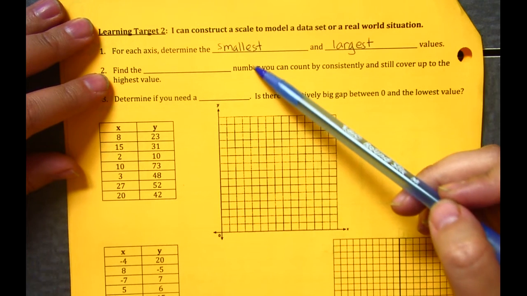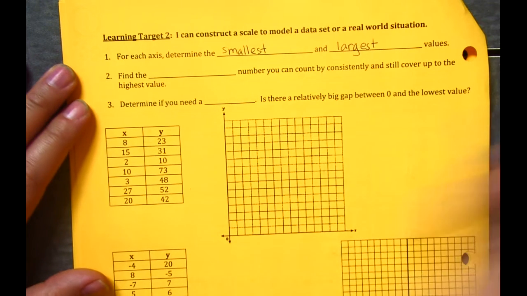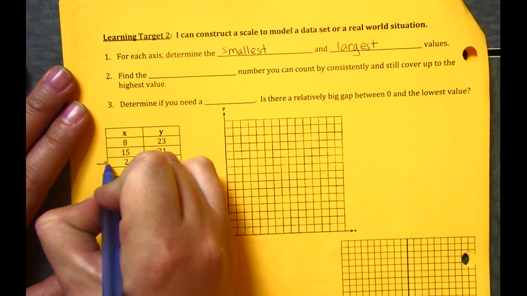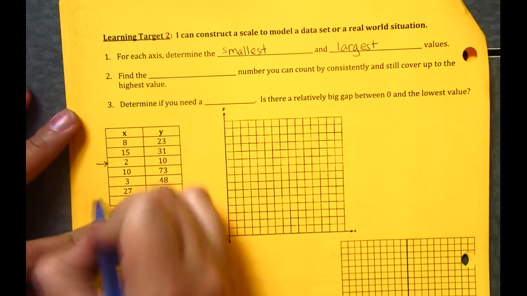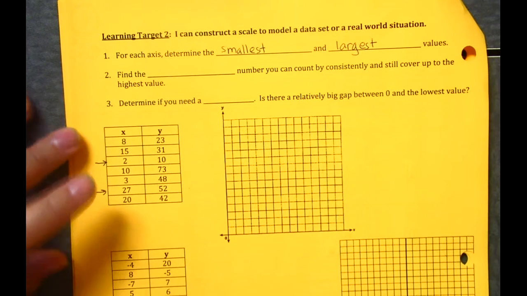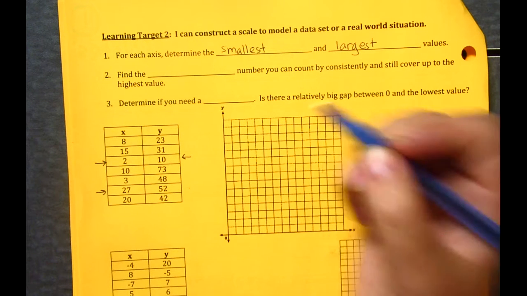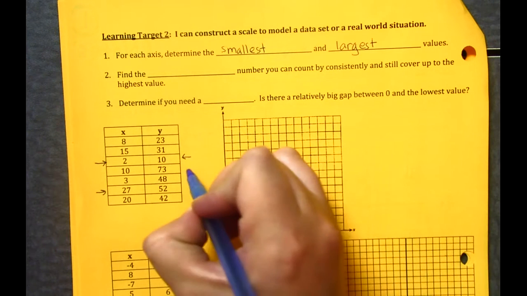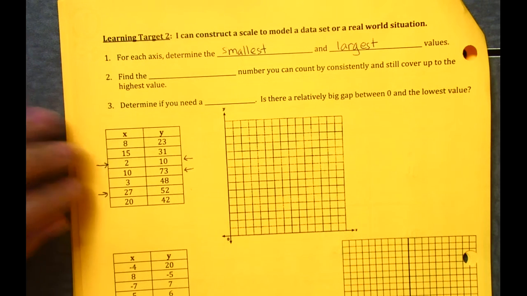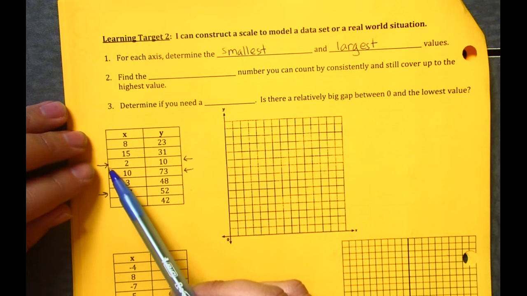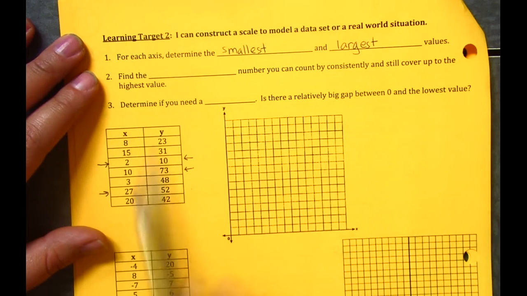So after you've identified the smallest and largest value, let's go ahead and do this in this first set of data. In this first set of data, for the x-axis, my smallest value is 2, and the biggest number is 27, so that's my largest. Over here on my y-axis, the smallest number is 10, and it looks like the largest is 73. Okay? So we have a smallest and a largest in each axis, in each variable.